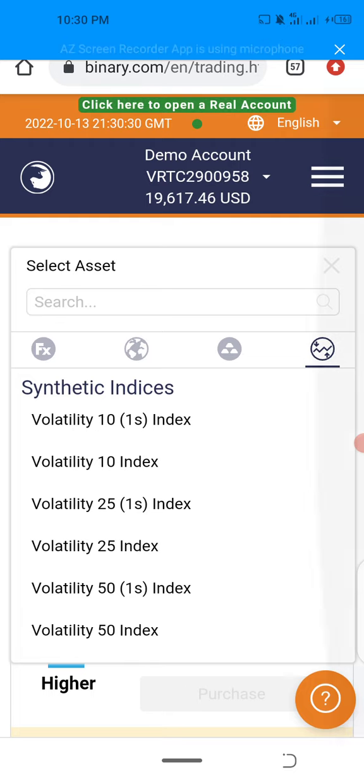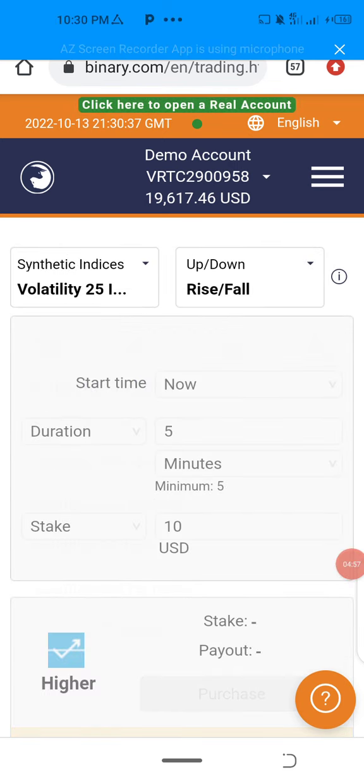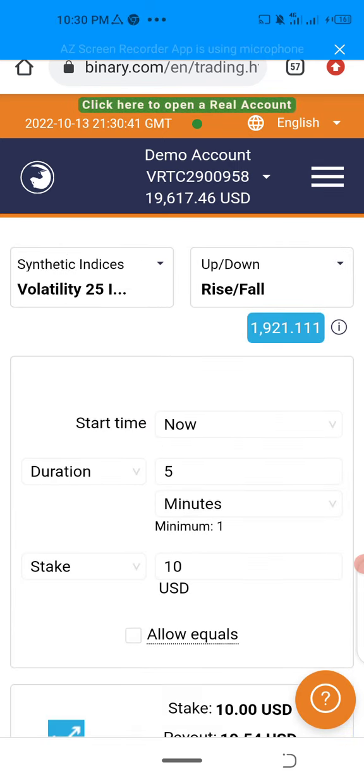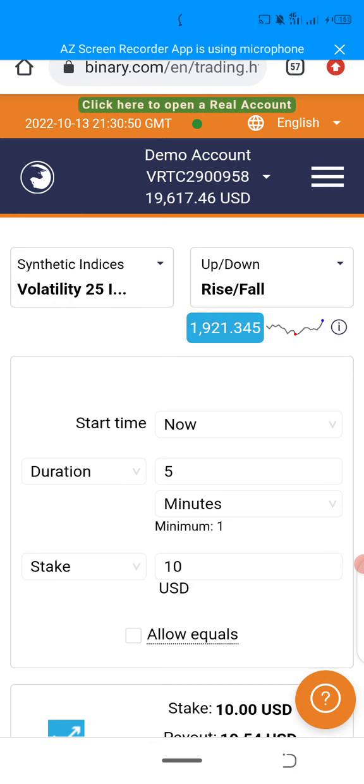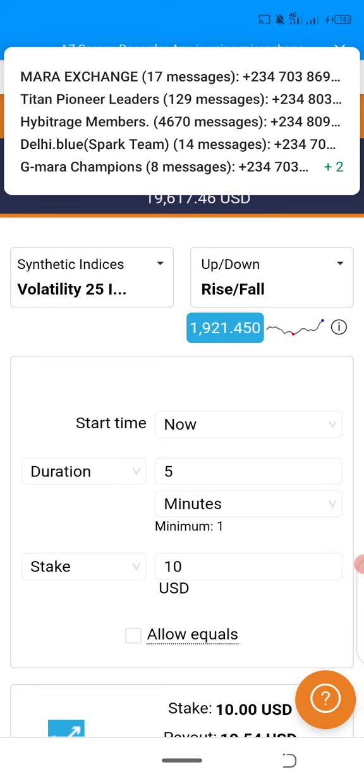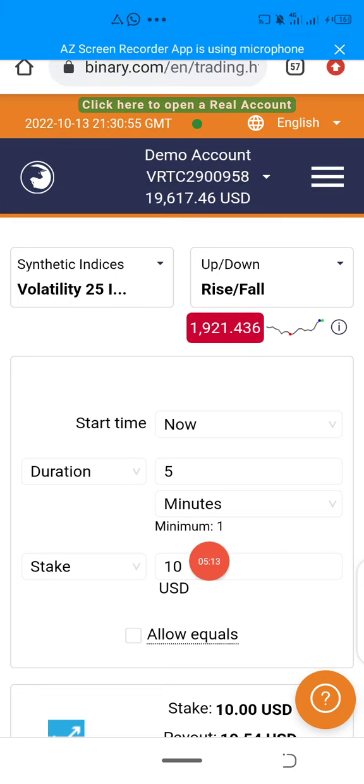So right now we are going to click on volatility. Look at it. We're going to click on volatility 25. You can choose to select any volatilities here and trade. But right now I'm trading on volatility 25. And what I'm going to be doing right now, for instance, if my capital is $100, I'm going to start this trade with a single $10. I'm going to tell you why I'm using $10. Why am I not using above $10?